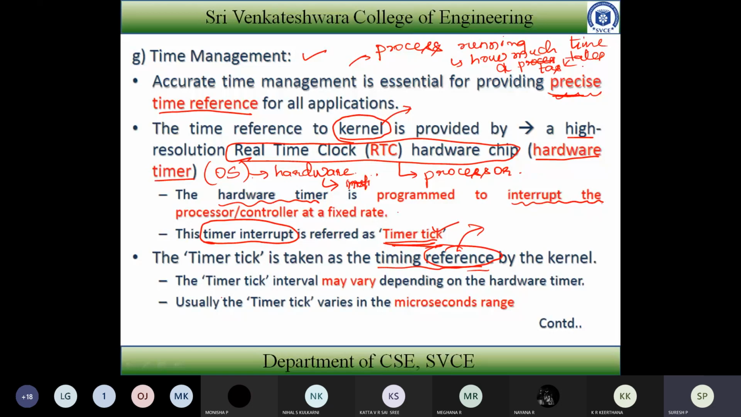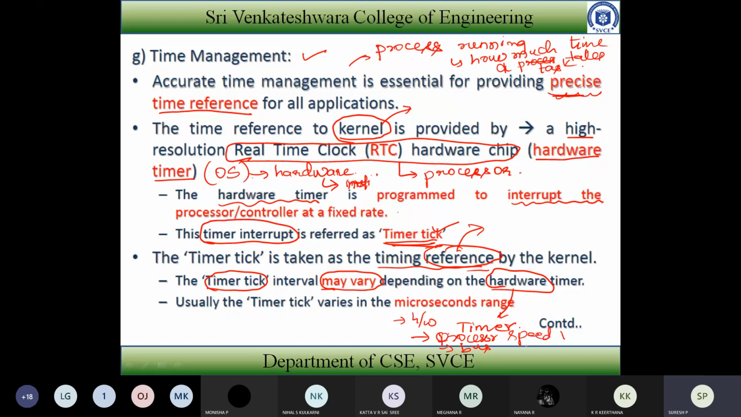Now when you talk about the timer tick, the timer interval, that is the period of the hardware timer, may vary when you are running different applications. The timer tick interval may vary depending upon your hardware timer, because the timer totally depends upon your hardware. It also depends upon your processor speed, and the width of the bus also matters here.